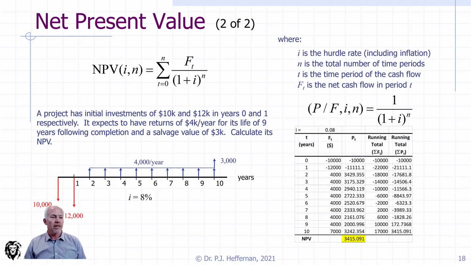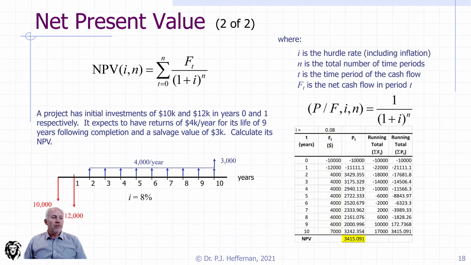So here's this little mini clip, a spreadsheet that I've used to solve this problem. So I've identified the interest rate as 8% in this case. And over the timeline, so I have 0 to 10, and my non-discounted cash flows shown out, minus $10,000, minus $12,000, a series of $4,000 going down here to year 9, and then finally in year 10, that $4,000 goes up to $7,000 because of the $3,000 salvage value.